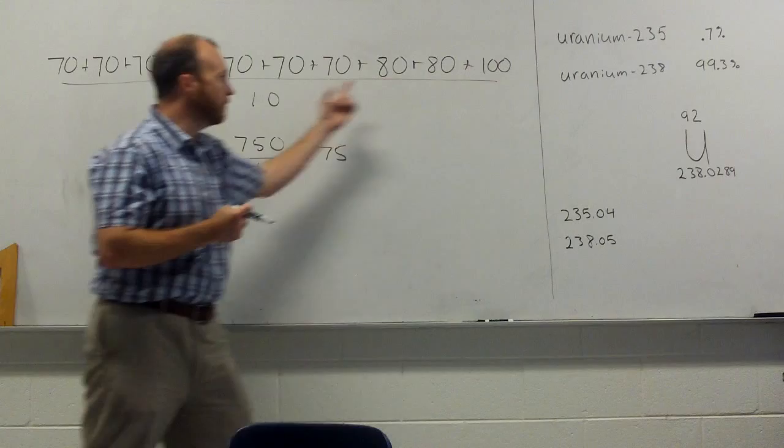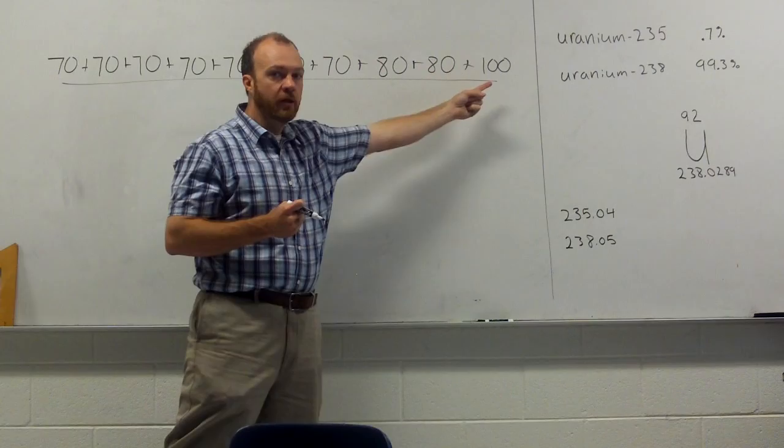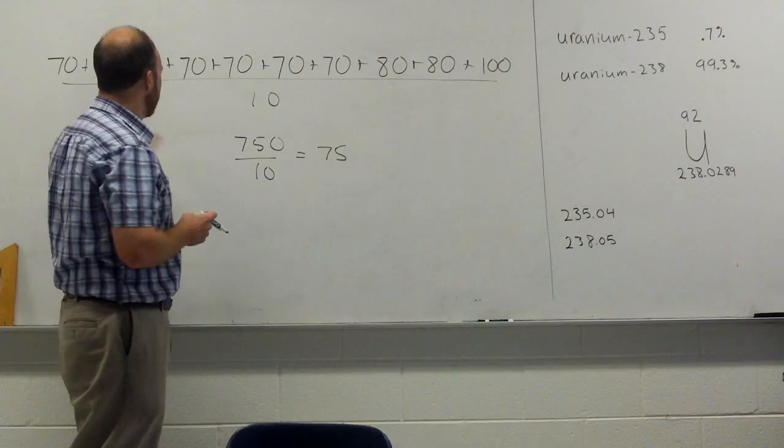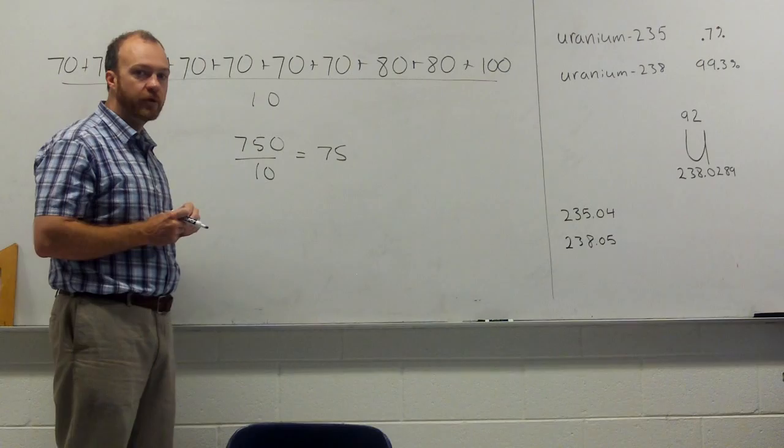The 70 counted much more than the 100 because a lot more people made a 70. So I want to redo this problem, finding the average, by doing what we call a weighted average. Now, if you saw this, most of you are smart enough to recognize you don't really have to add up all the numbers. You can make it shorter.